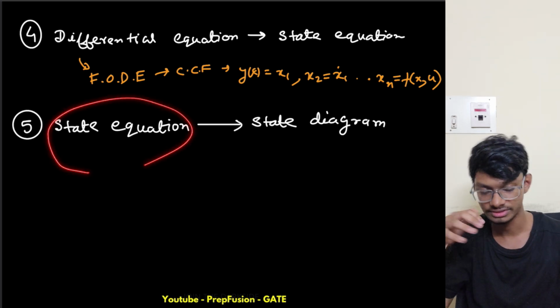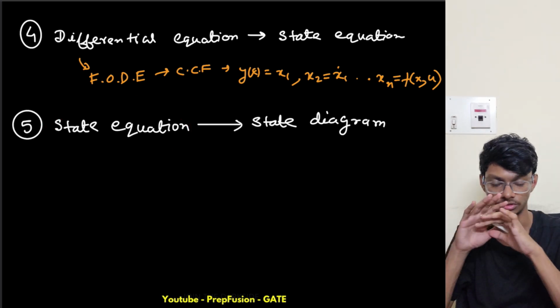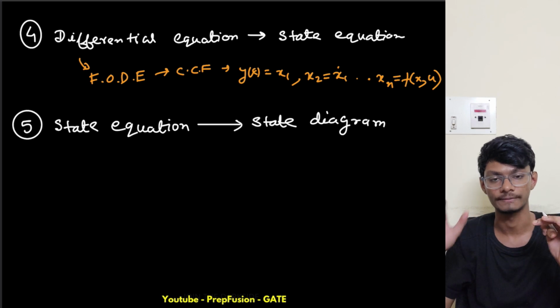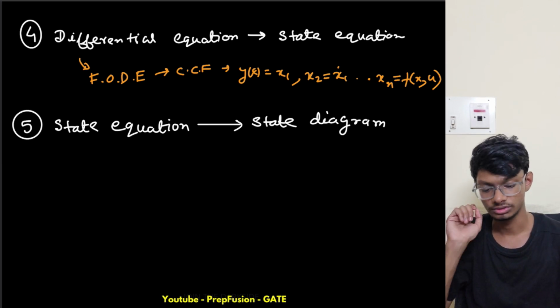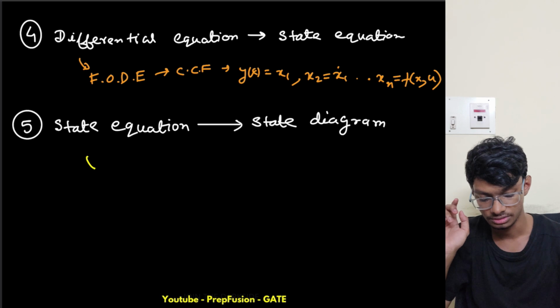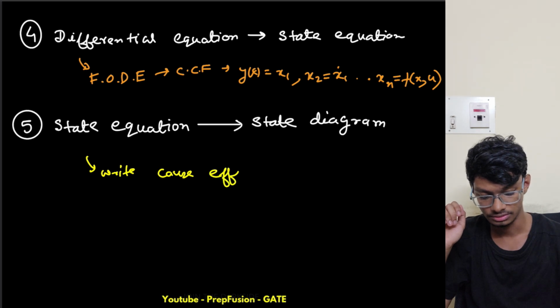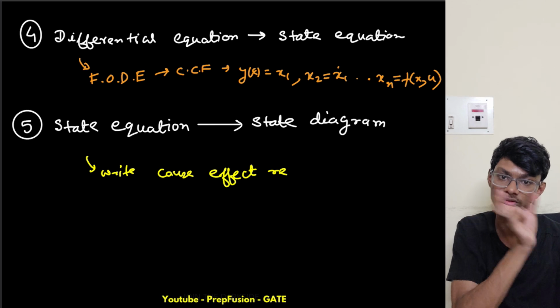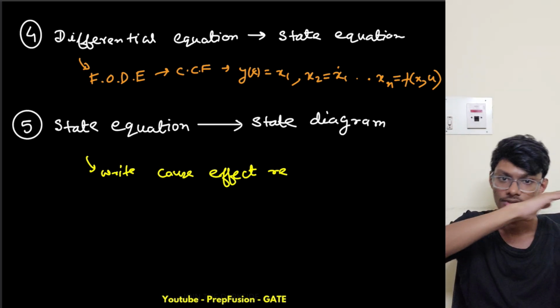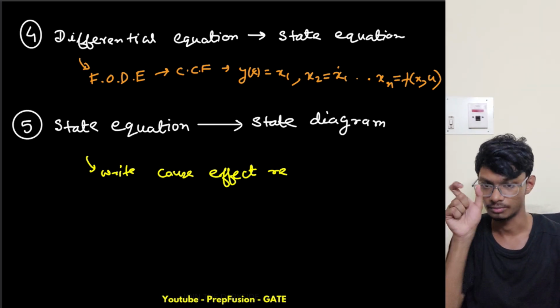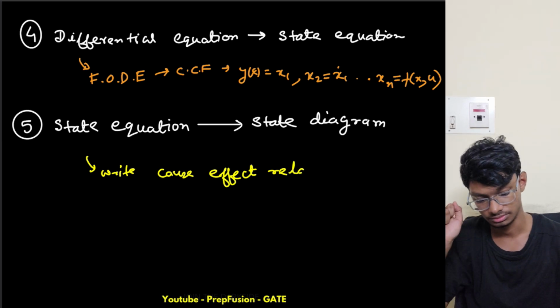Okay, we have the state equation. Now we want to show it pictorially. So what we used to do was write the cause effect relation. This we have done multiple times in SFG also. Then from writing the cause effect relation, we drew the SFG, right? Drew the SFG by the cause effect relation.